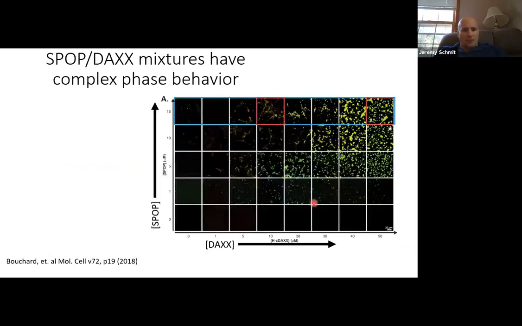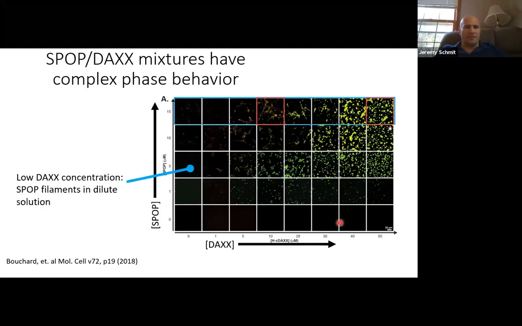So Jill, who introduced this talk, measured the phase diagram of SPOP and DAX, and this is what it looks like. What we see here are 3 distinctly different phases. At low DAX concentration, so this is when we have SPOP but no DAX, what we see is basically a dilute system of these SPOP rods. The SPOP rods are there, but they don't associate with themselves.